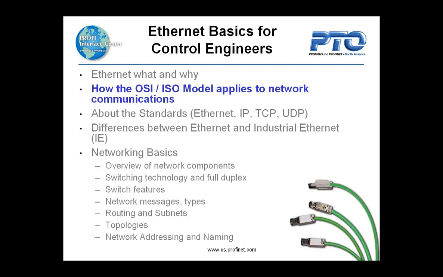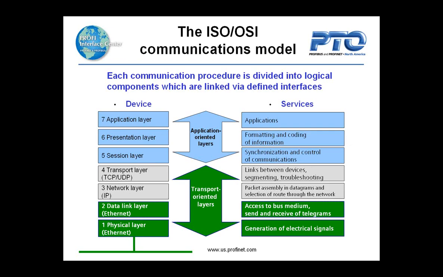So now that you know about Ethernet, let's now talk about the OSI ISO model and how it applies to network communications. Again, we can't talk about networking without talking about this model, and it's kind of confusing, the name they gave, I know. It stands for International Standards Organization Open Systems Interconnect Model. It's a 7-layer model where each communication procedure is divided into logical components, which are linked via defined interfaces.